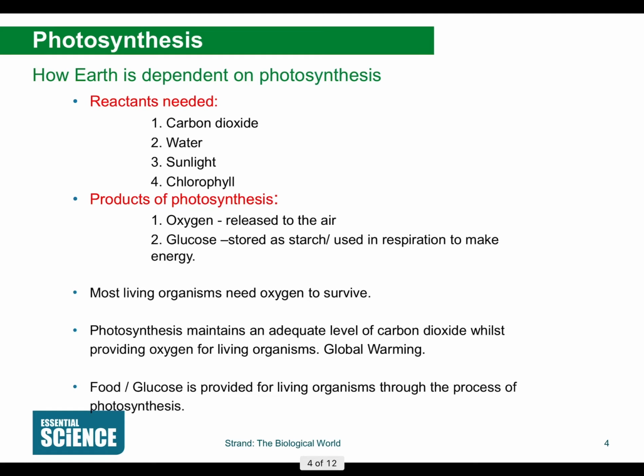Now, what happens to the oxygen that a plant makes? Well, the oxygen that a plant makes is released to the air. So that's why you talk about having plants and trees growing on the earth so that they produce oxygen. They release the oxygen to the air.